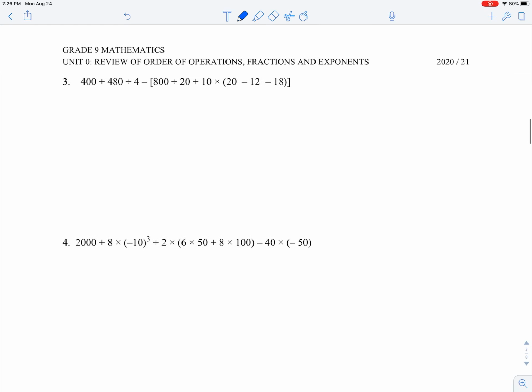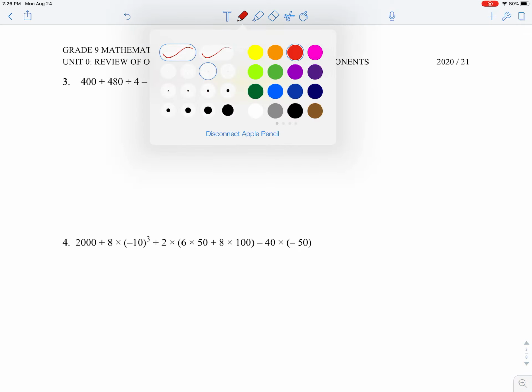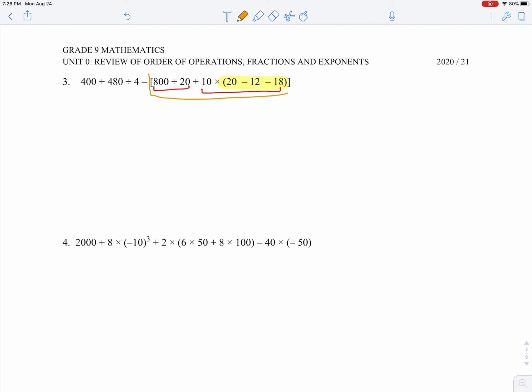Question 3. I'm going to start with the innermost brackets first. Once I have that bracket, I'm going to have to times it by the 10. And when I'm finished with all of that, then I'll have this one big bracket, and that's all going to be one term. That's going to be another term, and that's going to be another term. So in this question, we'll end up combining 3 terms. So we'll do it one thing at a time.